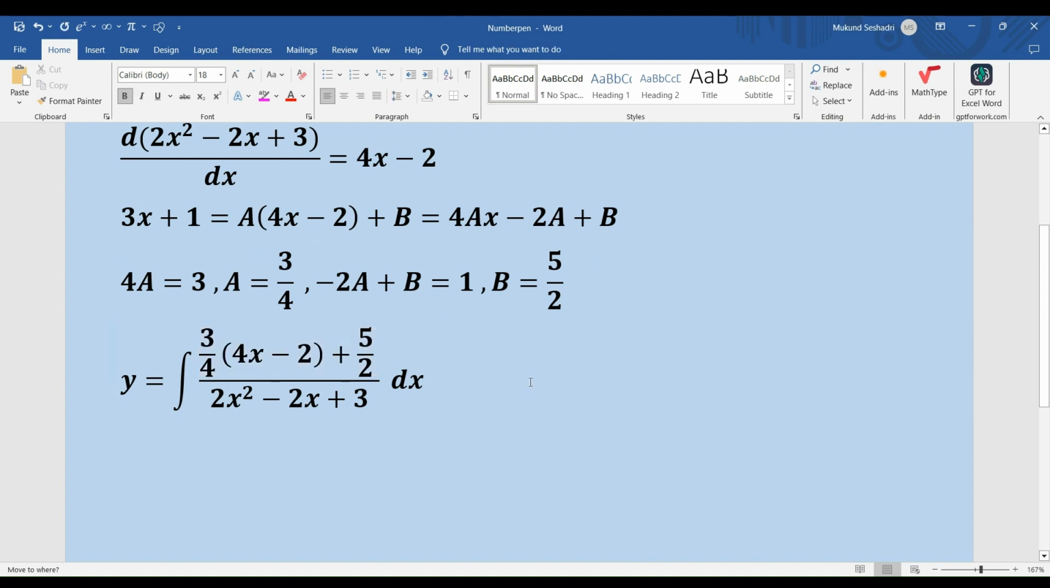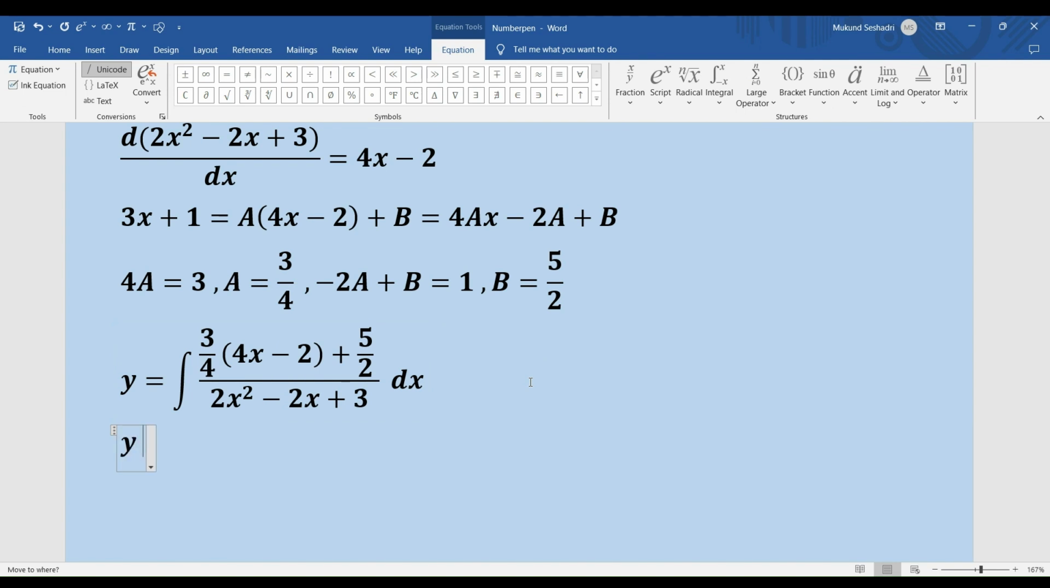Now the way to go about solving this problem from here on is to decompose your y, apply the sum rule of integrals to solve this problem, right?